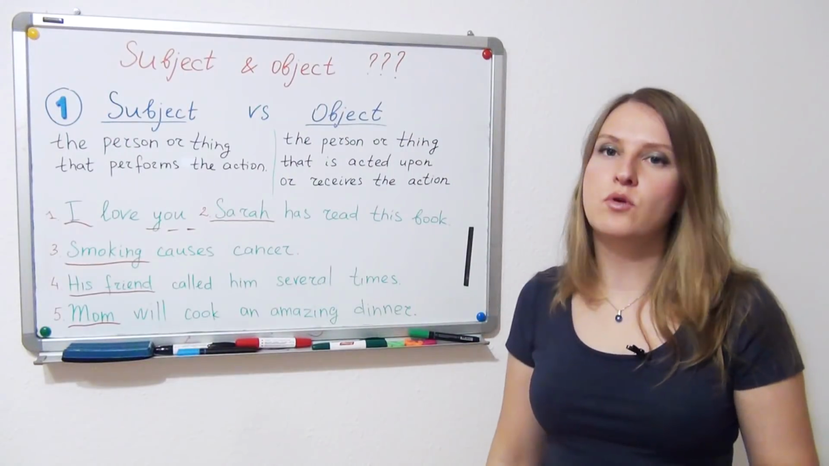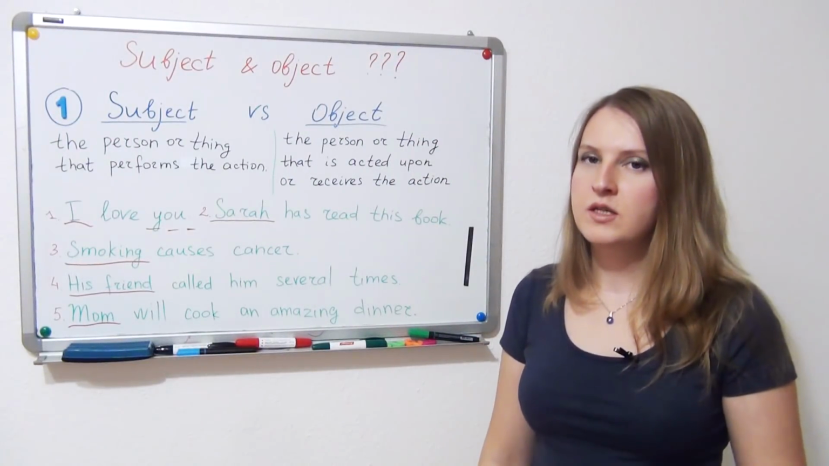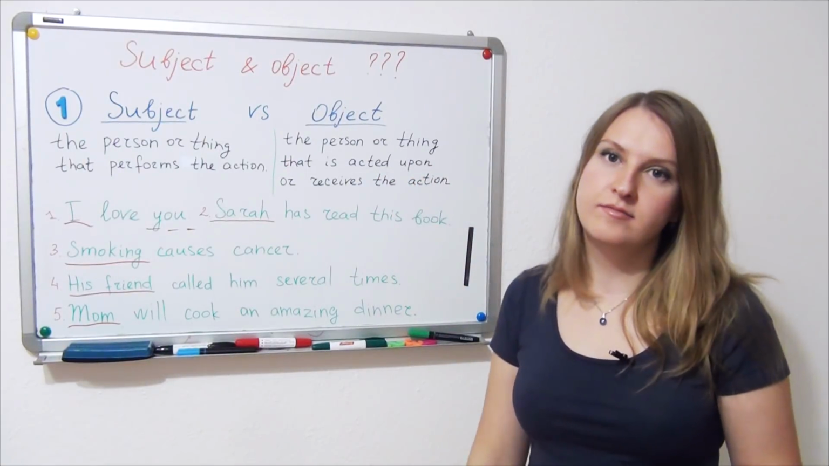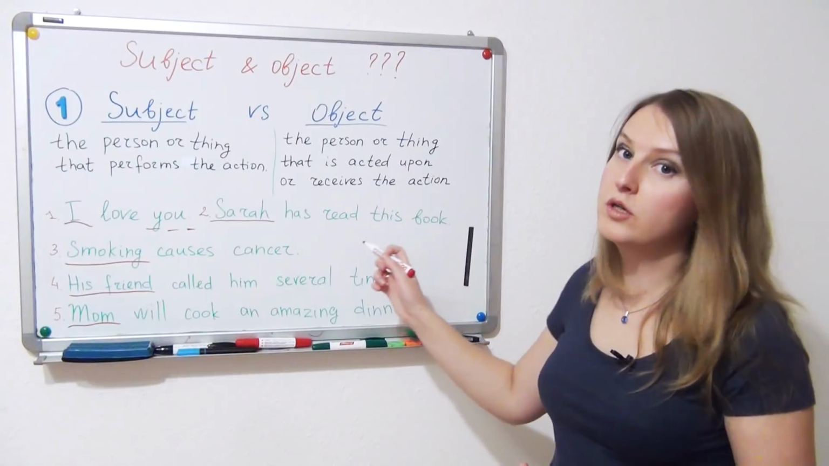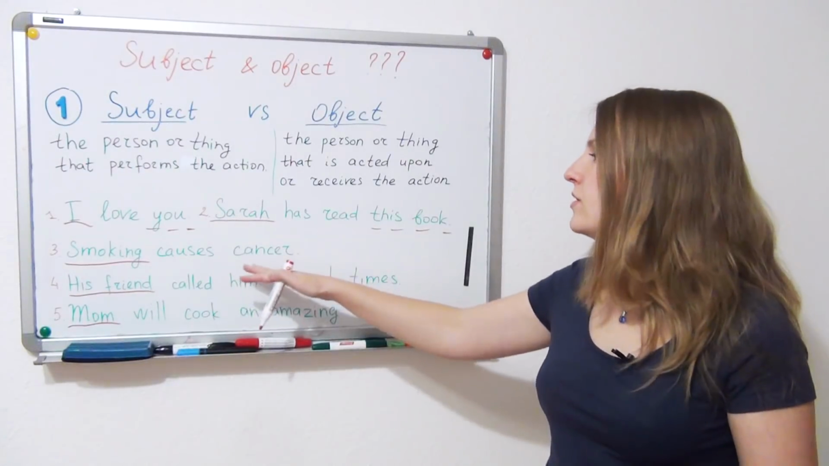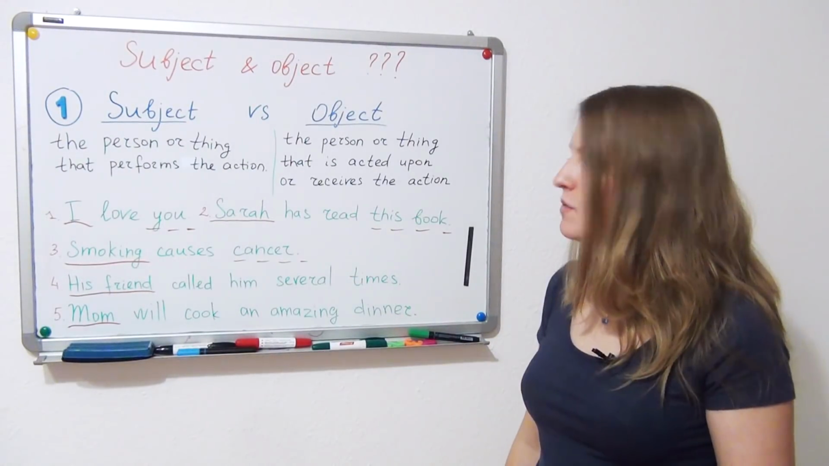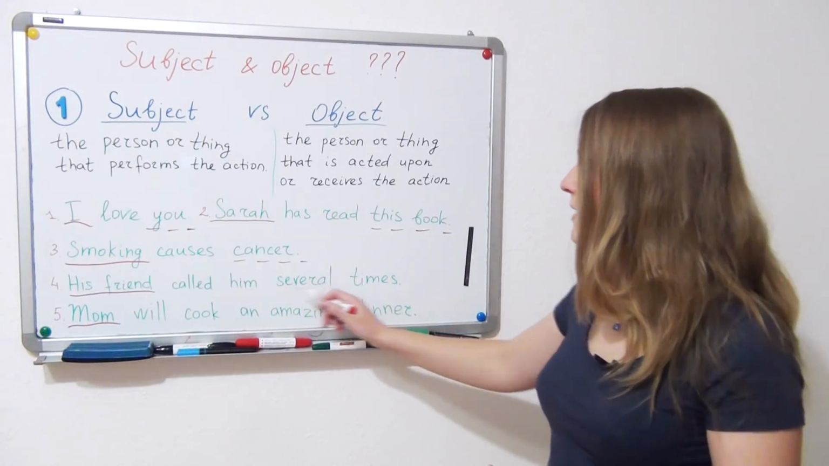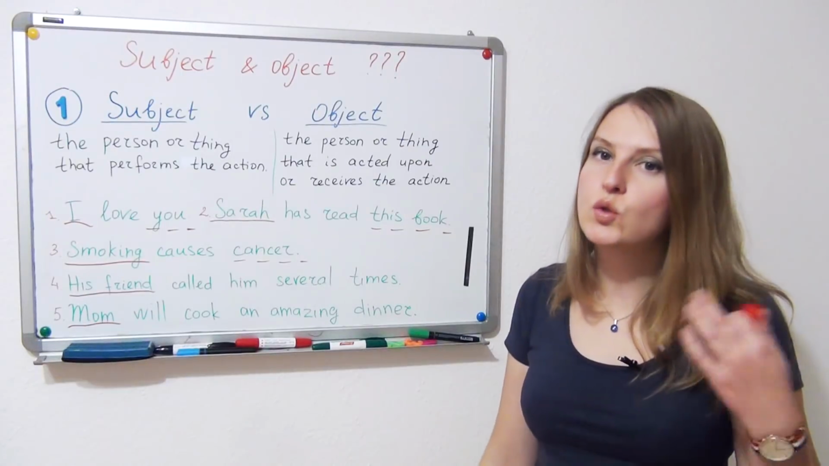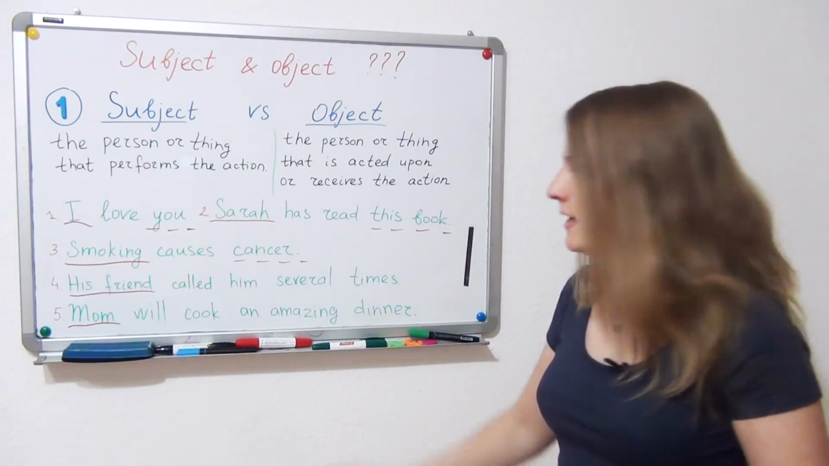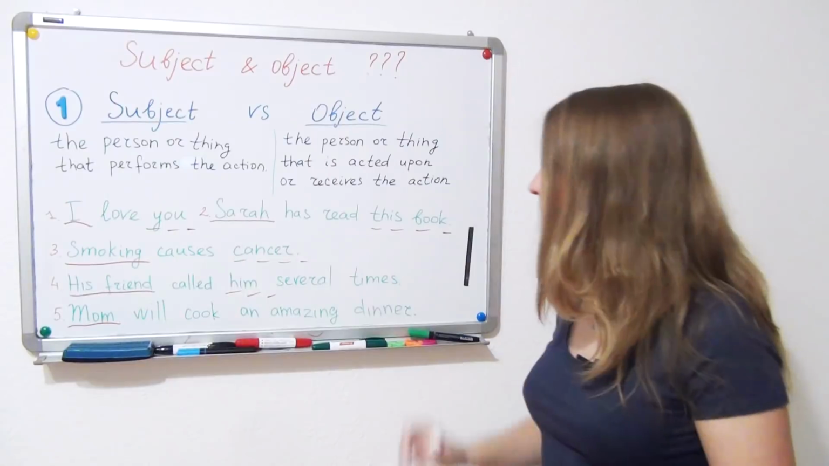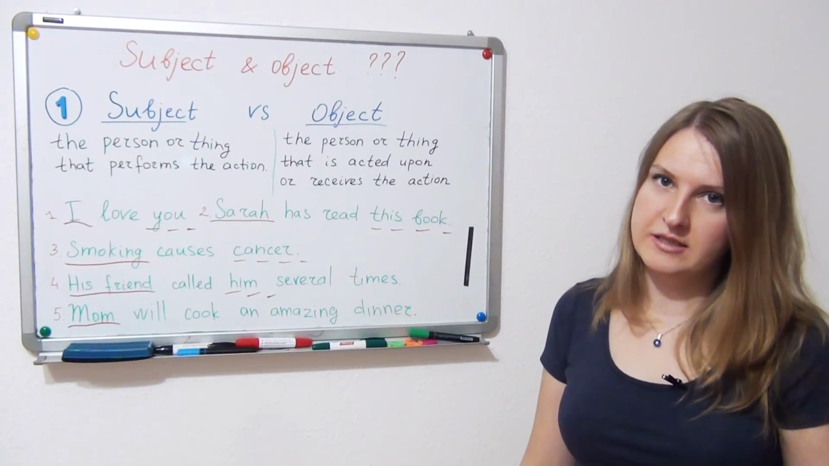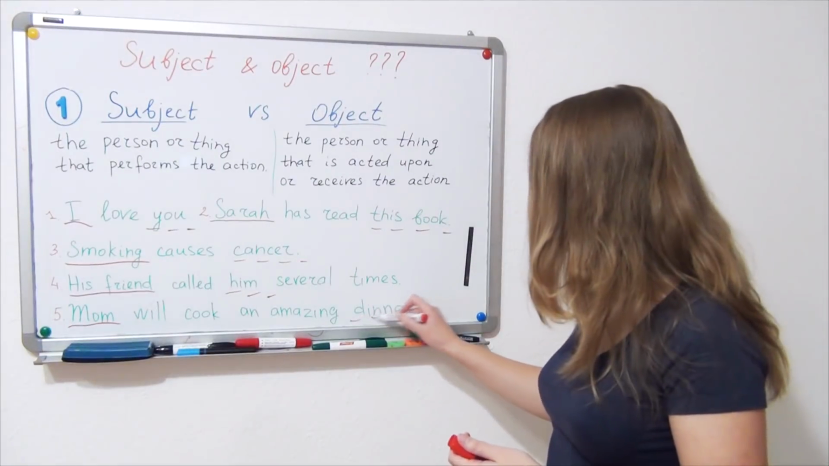Sarah has read this book. Where's the object? What has been acted upon? This book. Smoking causes cancer. Smoking causes what? Cancer. His friend called him several times. Who did he call? Him. Mom will cook an amazing dinner. What will she cook? An amazing dinner.